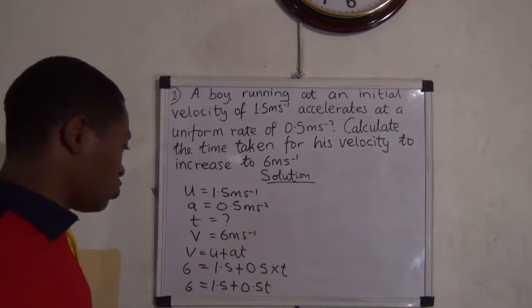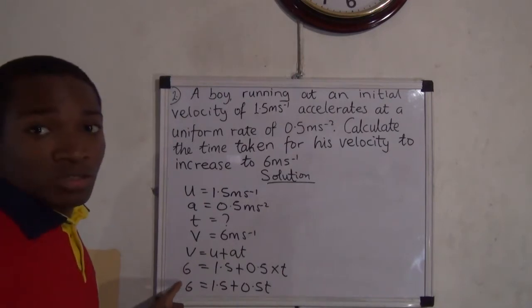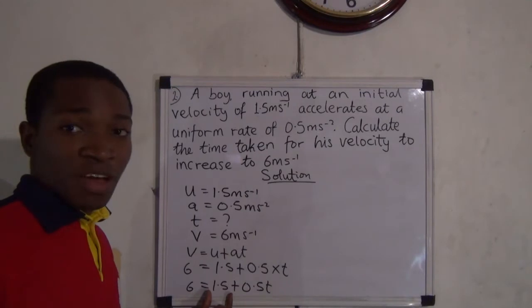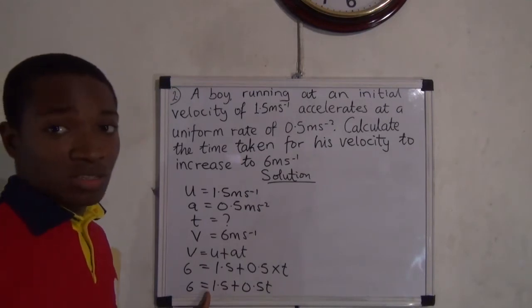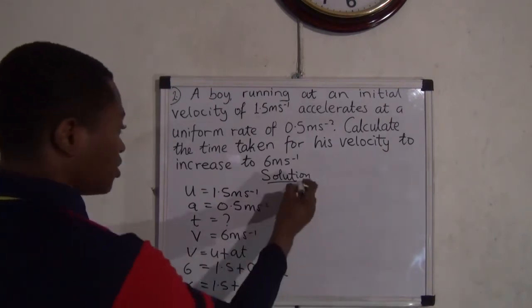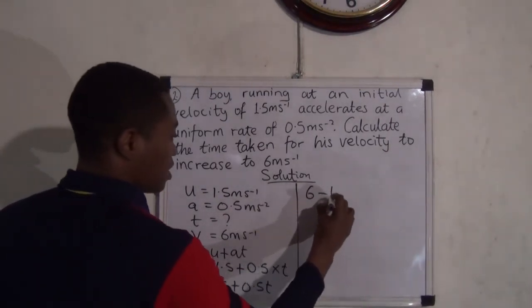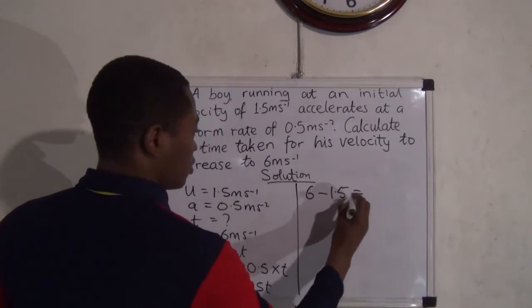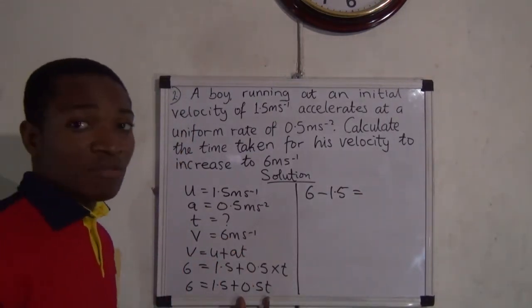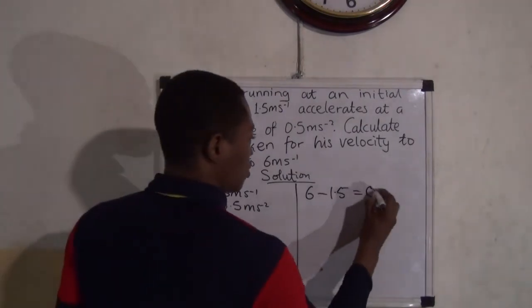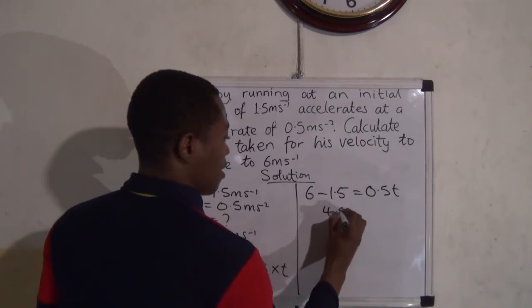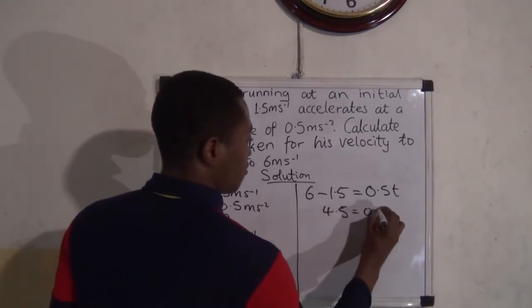The first step is to move your 1.5 to the left hand side to meet the 6. You know the sign in front of 1.5 is plus because it's not written, so it's plus. So when you shift it to the other side, it changes to minus. Let me finish it here. So you have 6 minus 1.5 is equal to, on the right hand side, 1.5 has left, we have only 0.5 T. 6 minus 1.5, 4.5 is equal to 0.5 T.